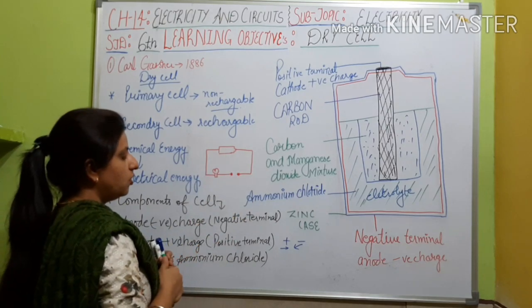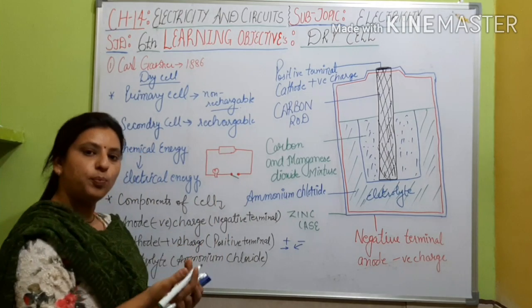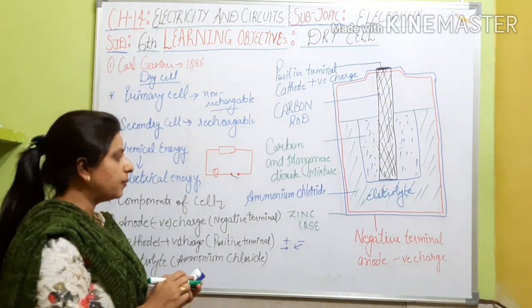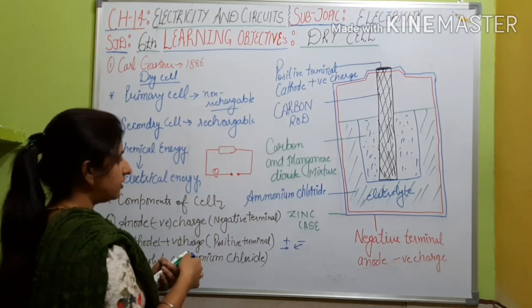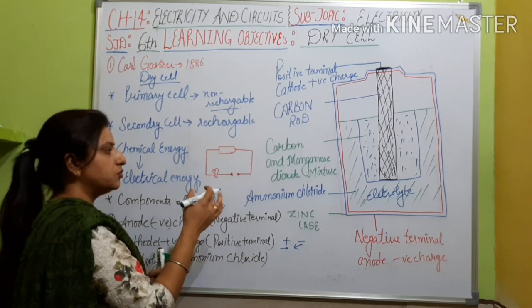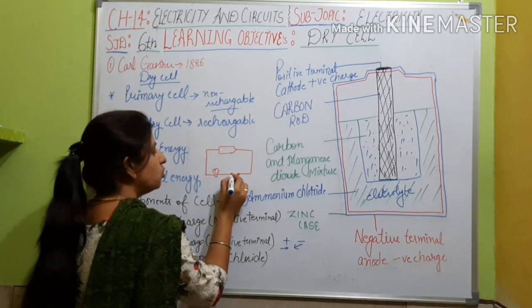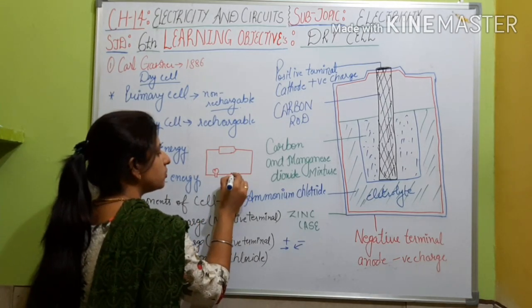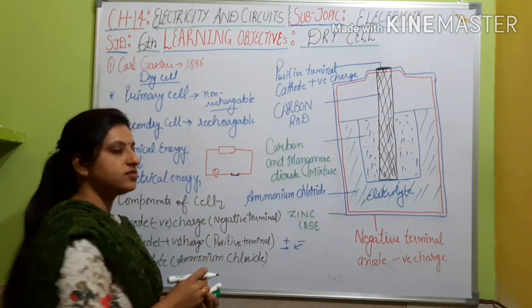This condition of the switch is the open circuit. But when I want the chemical in the cell to convert the chemical energy into electrical energy and this bulb to glow, I have to close this switch and make it a closed circuit.